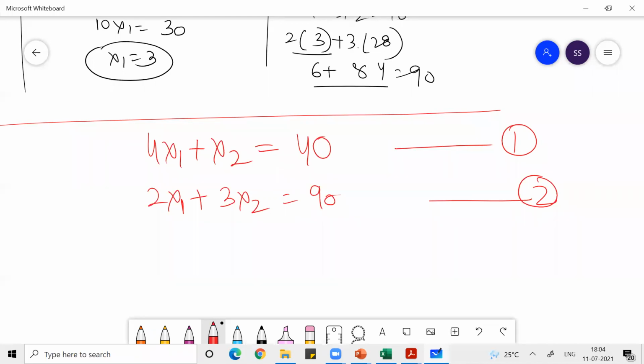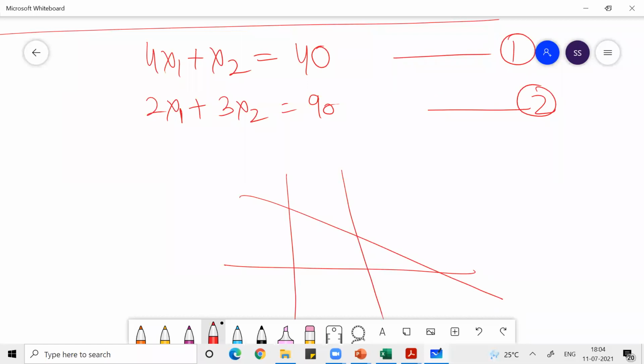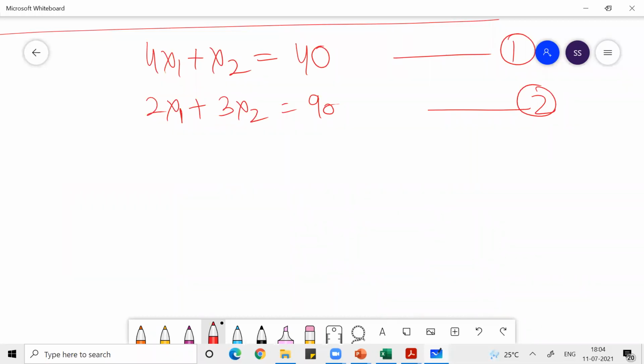Now the question comes, how will I solve? How do you want to solve? If you want to solve graphically, then plot the graph of these two equations and find the point where these two lines meet. You will get the answer. That is one way. You can solve it graphically.